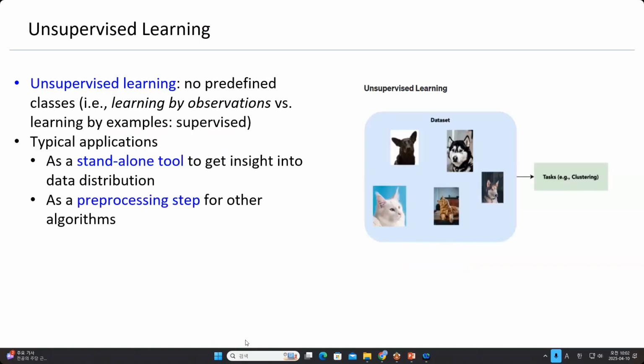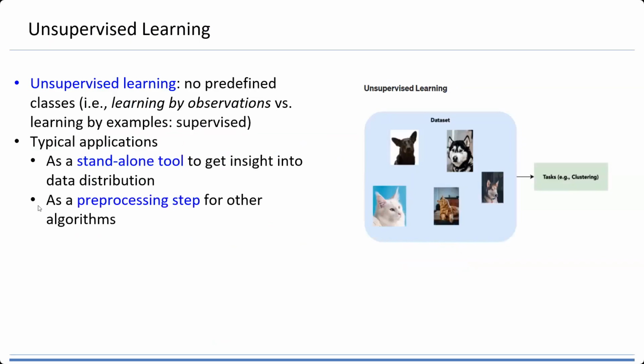First, I would like to explain unsupervised learning. What we already learned until now is supervised learning. What is supervised learning? It means that we have the class. What is the class? In the iris data set, the class is the flower type.